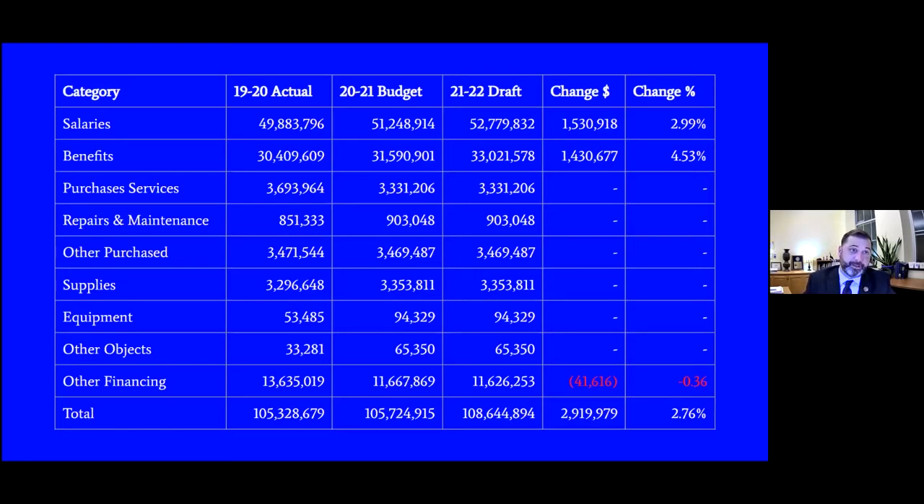I don't think it can be said enough times. We don't have an expenditure problem here currently in this budget year. We have a revenue problem, particularly in local revenue, and it's something that every school district in the Commonwealth is dealing with.